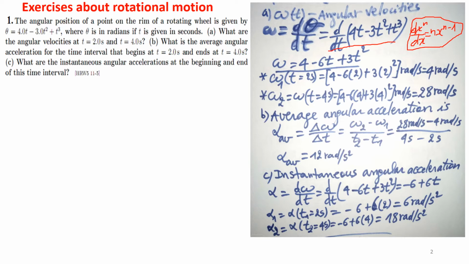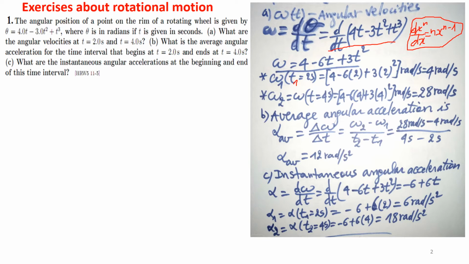We are asked to determine the angular velocity when the time t is equal to 2 seconds and the time t equals 4 seconds. Here we need to find the value of omega when the time t equals 2 seconds. We need to replace t by 2. Then omega 1, when the time t1 is equal to 2 seconds, equals 4 minus 6 times 2 plus 3 times 2 squared. This is expressed in radians per second as the unit of angular velocity. The answer is 4 radians per second.